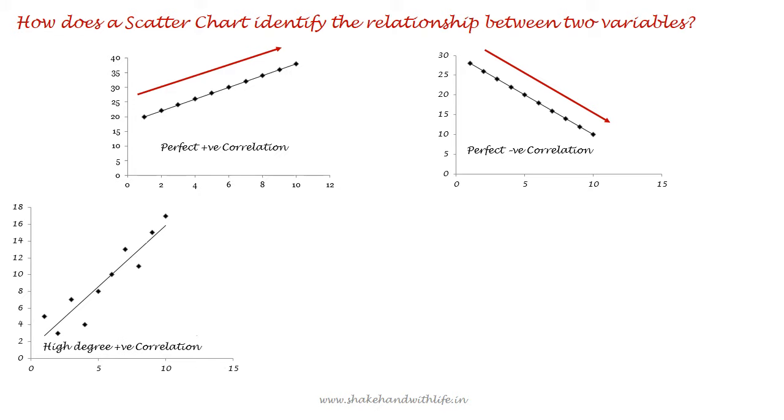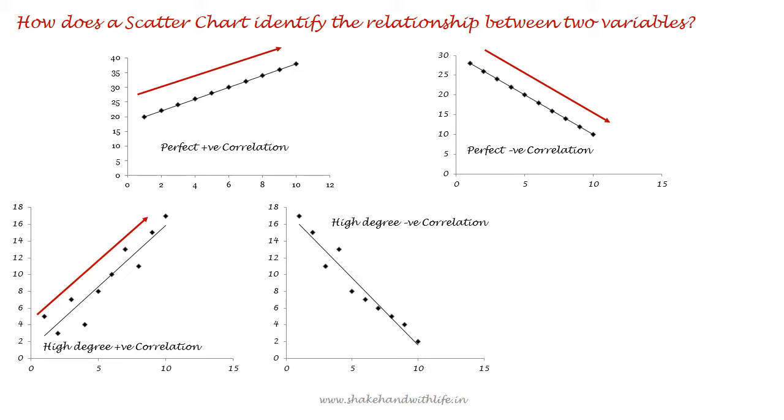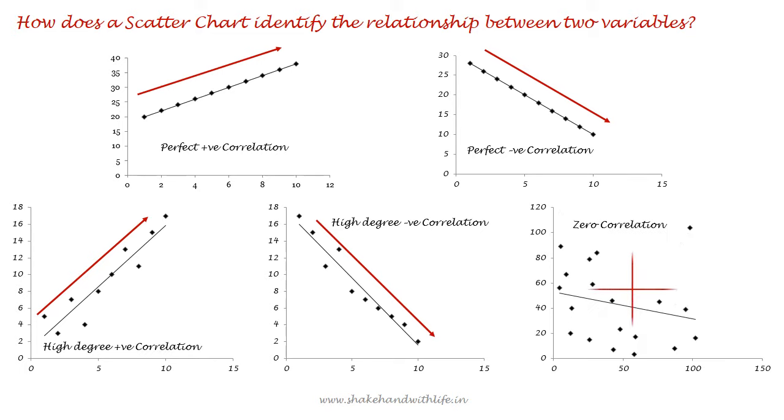When the dot plot is scattered around a straight line and moving from left to right in upward direction, then it is a high degree of positive correlation. When the dot plot is scattered around a straight line and moving from left to right in downward direction, then it is a high degree of negative correlation. When the dot plot is scattered all over the graph, then there is no correlation between variables and it is known as a zero correlation.